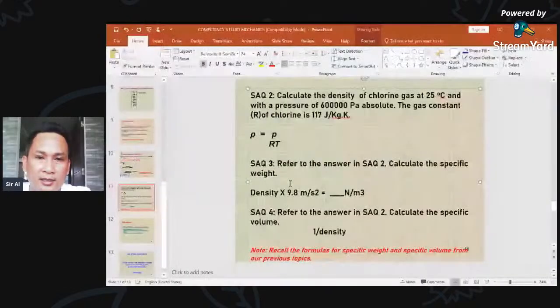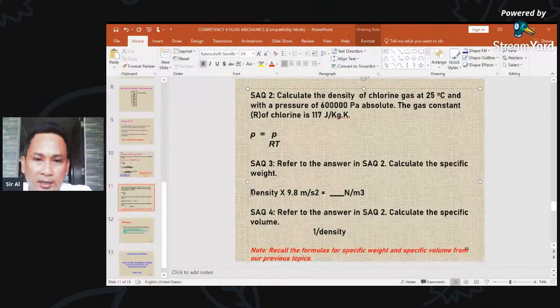So what you will do is multiply the value of the density by the acceleration due to gravity. Remember, this is the constant acceleration due to gravity. This is density times acceleration due to gravity, and the unit is Newton per cubic meter. So when we computed the density from SAQ2, just multiply it by 9.8.